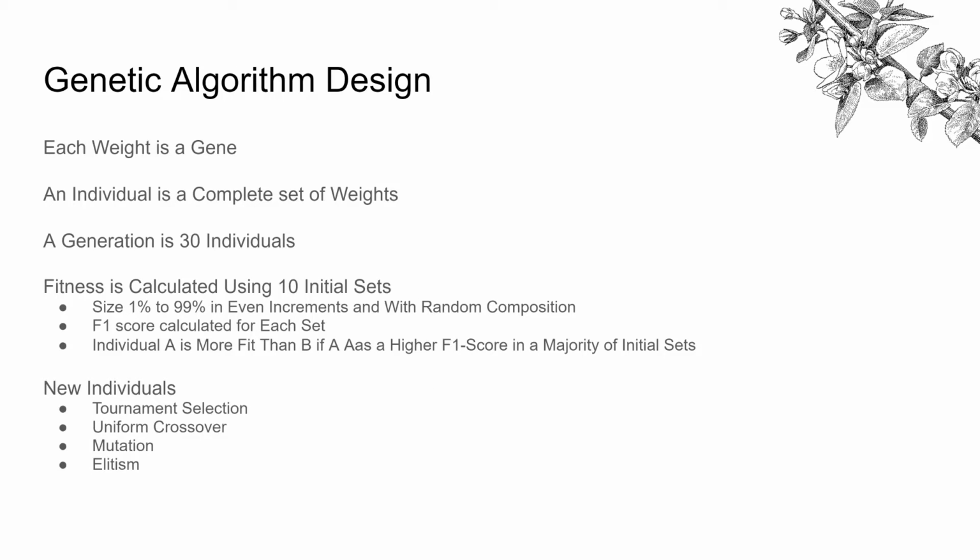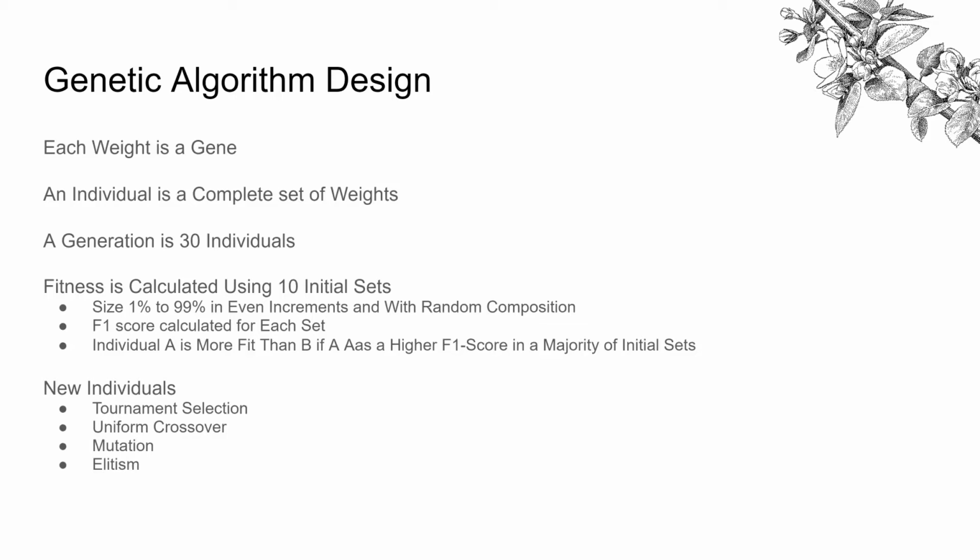For our genetic algorithm, we define each weight as a gene, and an individual is then a complete set of weights. We use 30 individuals in a generation, and we calculate the fitness for an individual using 10 initial sets. The size and composition of the initial set highly affects the performance of the algorithm, so we use the same 10 initial sets for the whole generation. We calculate the F1 score for each individual and each set, and we say that one individual is more fit than another if it has a higher F1 score in a majority of these 10 initial sets.